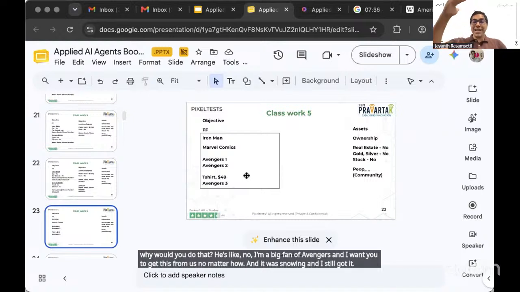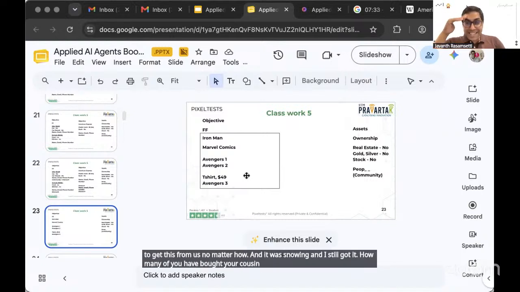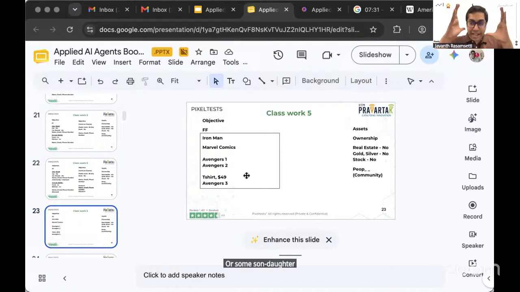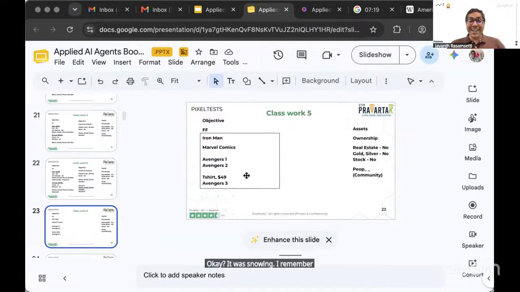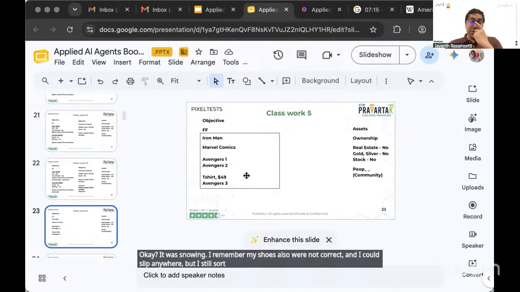How many of you have bought your cousin or some son, daughter who's a crazy fan, some memorabilia or some merchandise? Type 1 in the chat box if you're able to relate with me on this. This is an example. Okay, it was snowing. I remember my shoes also were not correct and I could slip anywhere, but I still bought that because my cousin had asked me and I would do anything for him.